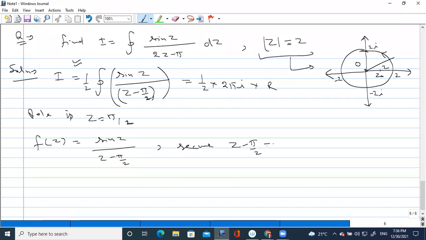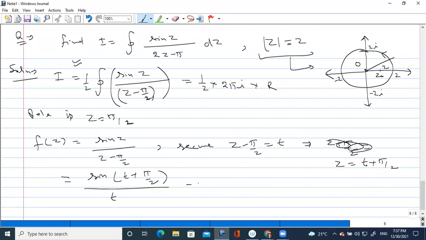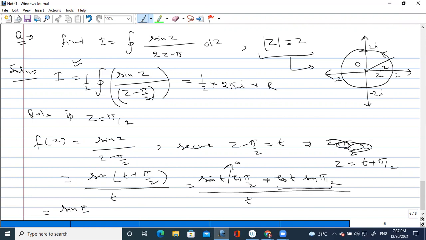So Z minus pi by 2 put equal to t, so Z will be t plus pi by 2. Put it here, it will become sin(t plus pi by 2) divided by t. So it will be sin t cos pi by 2 plus cos t sin pi by 2 divided by t. This will be 0, only this much is left, because cos pi by 2 is 0. So cos t series you can open. Cos t is 1 minus t square by factorial 2 plus t 4 by factorial 4 minus dot dot dot.